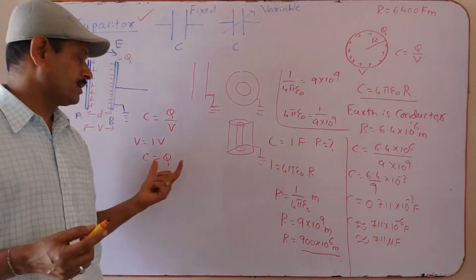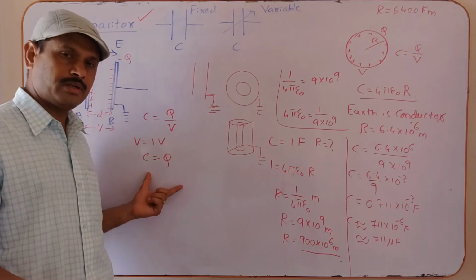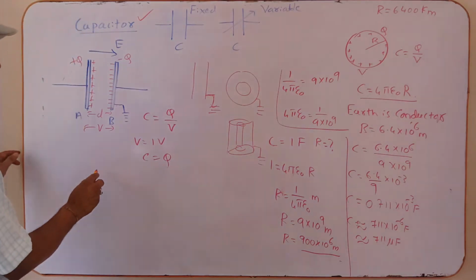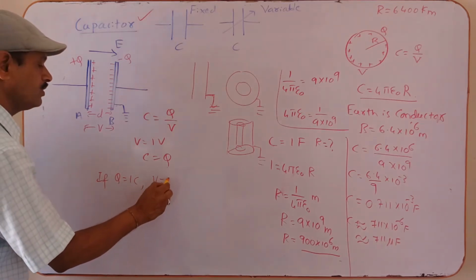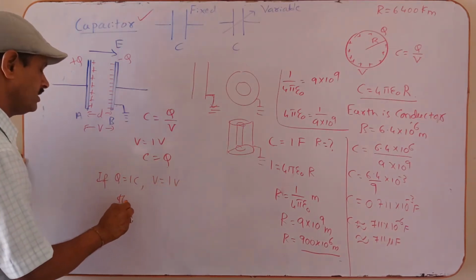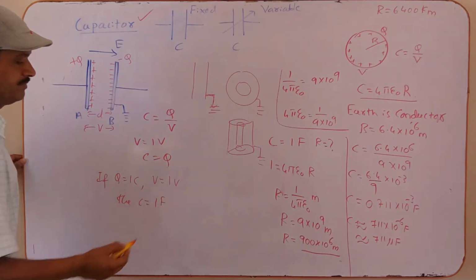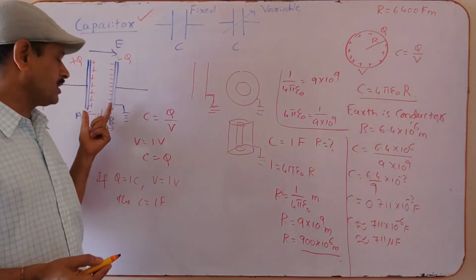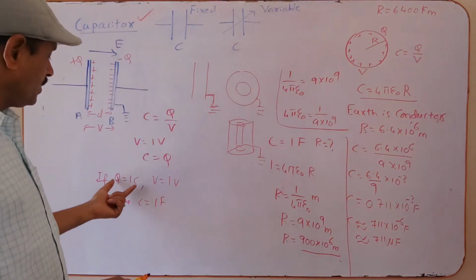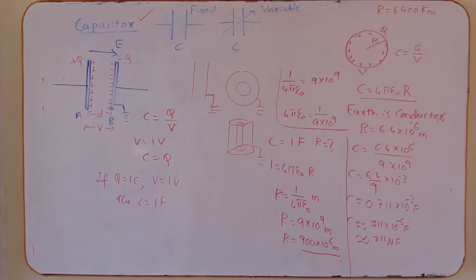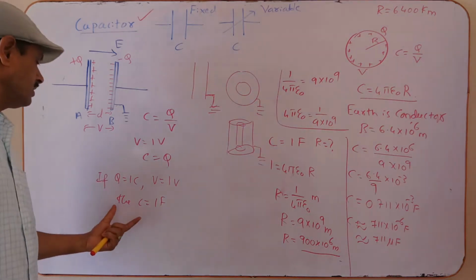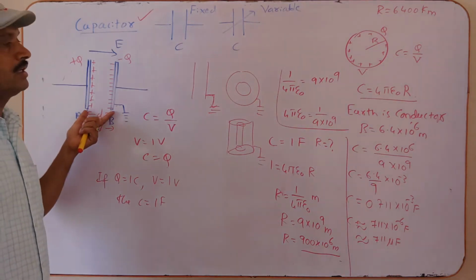Capacitance of the conductor ಬೇರೆ, capacitance of the capacitor definition ಬೇರೆ. ಇವಾಗ if Q is equal to 1 coulomb ಕೊಟ್ಟಿದ್ದೀವಿ, V is equal to 1 volt ರೈಸ್ ಆಯಿತು, then C is equal to 1 farad. Now capacitance of the capacitor is said to be 1 farad. If 1 coulomb charge is given to either plate of the capacitor, it changes its potential difference by 1 volt. This is the definition of capacitance 1 farad of the capacitor.